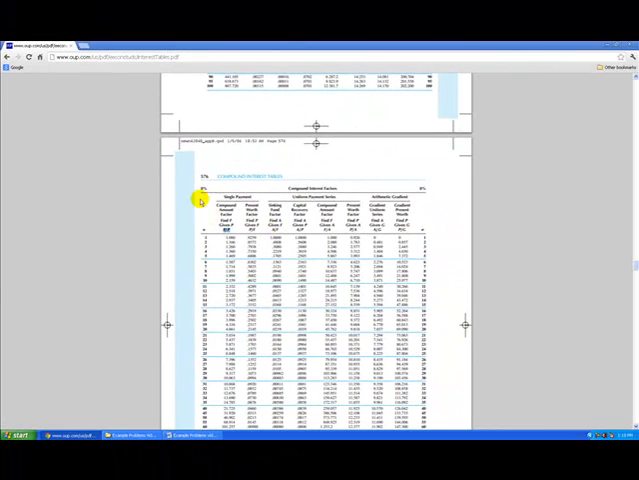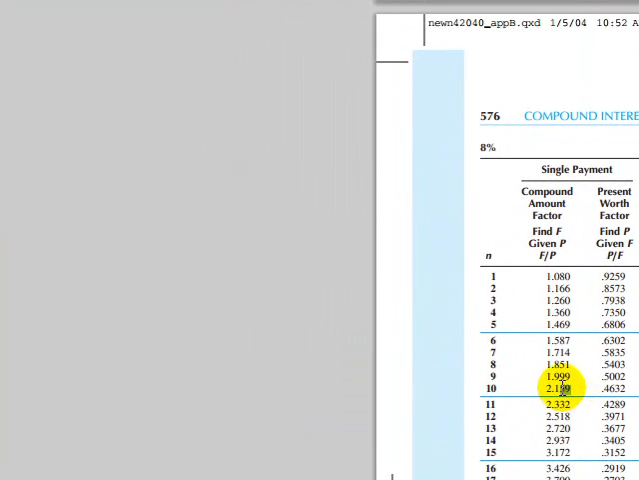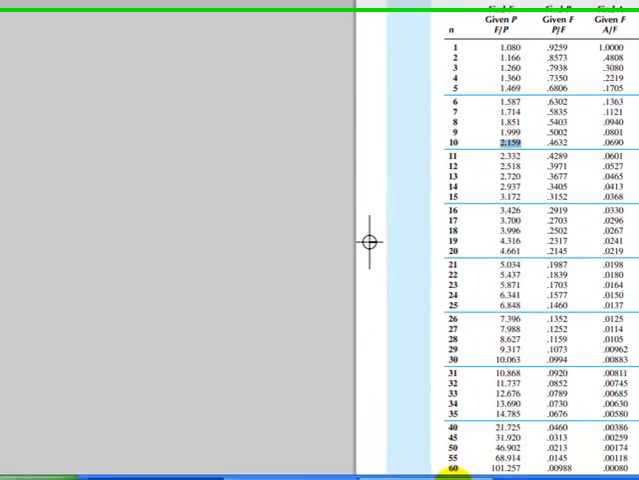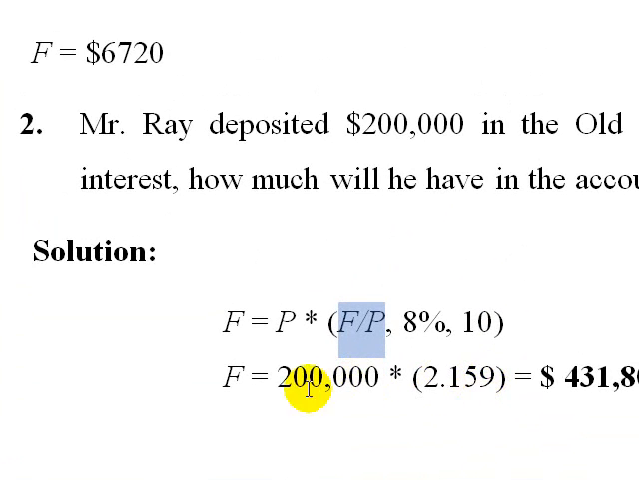So let's see, F given P and n is 10 years, so that number is 2.159. That is here, 2.159 for F given P at 8% and 10 years. If you do the multiplication, you get the F value, the future value, which is $431,800. That's the answer for the second problem.